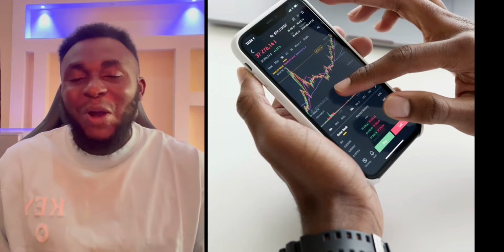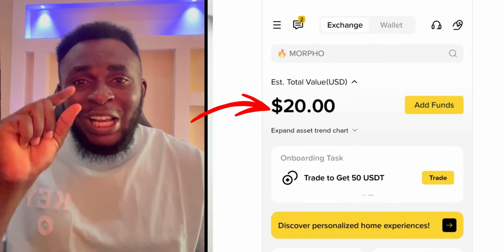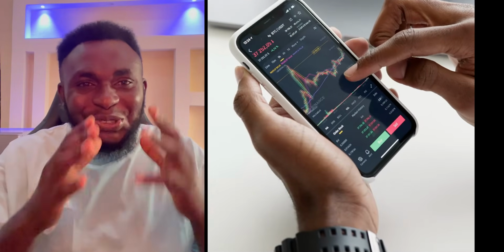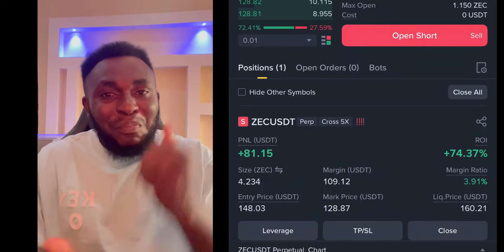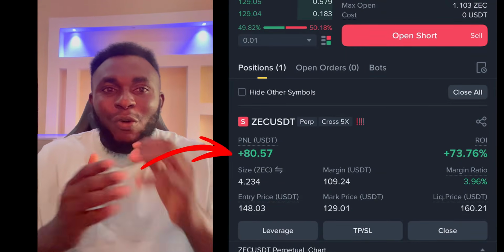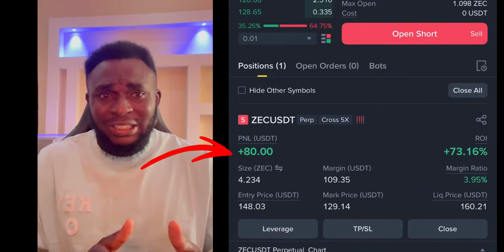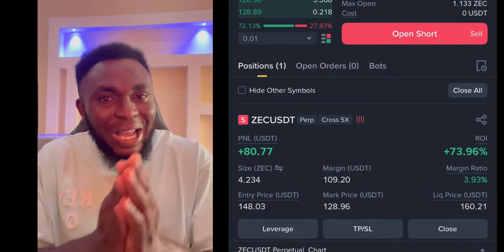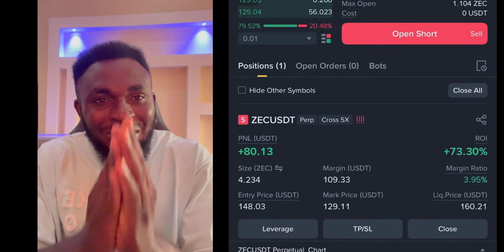Are you a new trader with less than $100 in your account, even if it's just $50? This strategy I'm about to teach you now would help you make over $80 per trade. When you look at my screen now, you could see that I'm making over $80 with this double top strategy paired with one single secret.